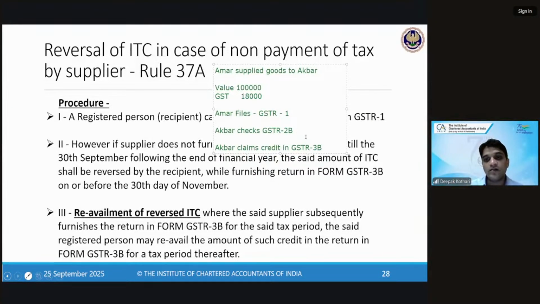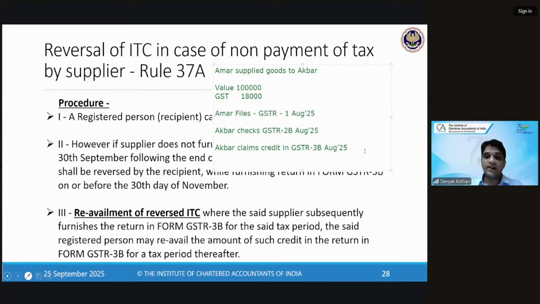Say this transaction happened in August 2025. So he will check his GSTR 2B in August 25 and he will claim it in his GSTR 3B return also of August 25. Now, 3B is to be filed later on, right? So he checks in September 25 that Amar has not filed GSTR 3B.